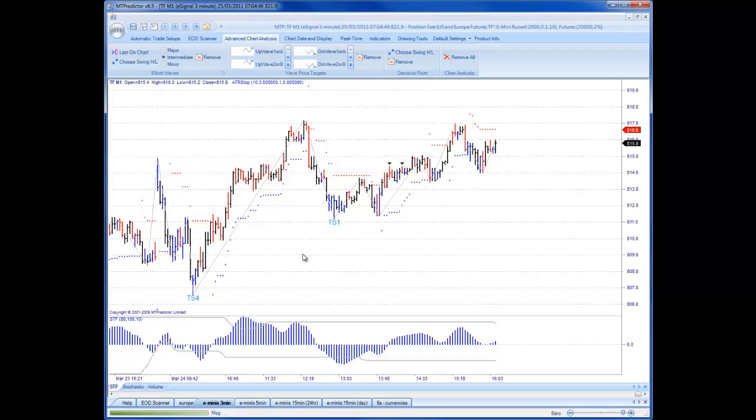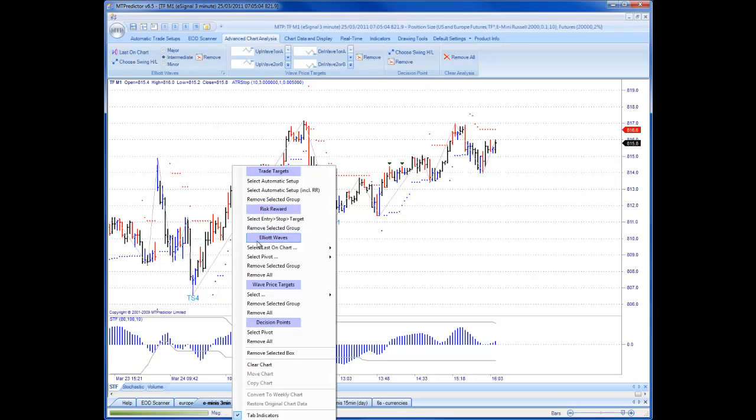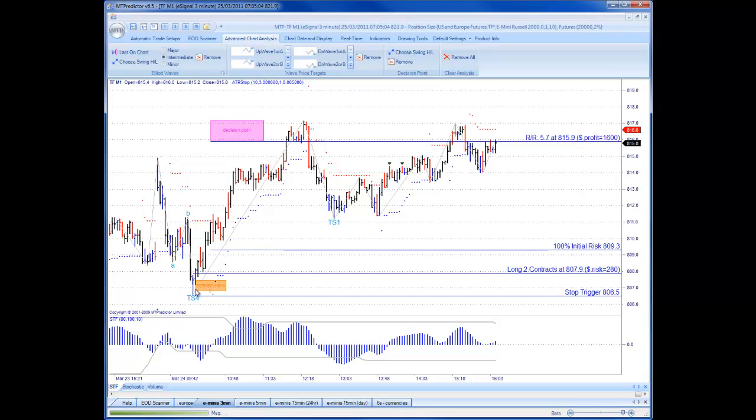And there you have it, a good day for the 3-minute Russell Index using MTPredictor, particularly this first TS4 buy setup here that had you long from the very low of the day. So that was a great setup to catch the absolute low bar of the day. It is absolutely brilliant, and even our target there nailed the very high of the day.